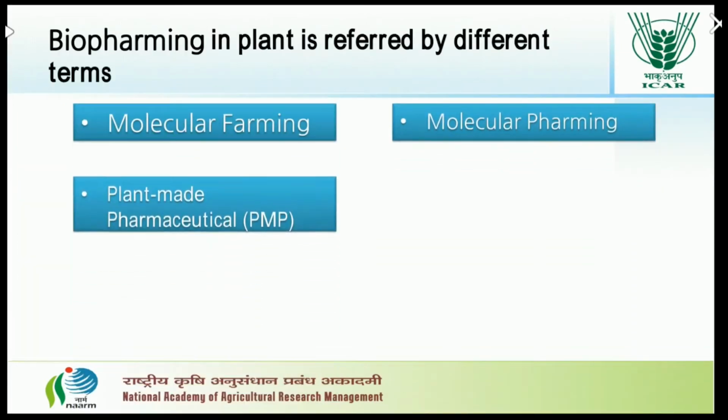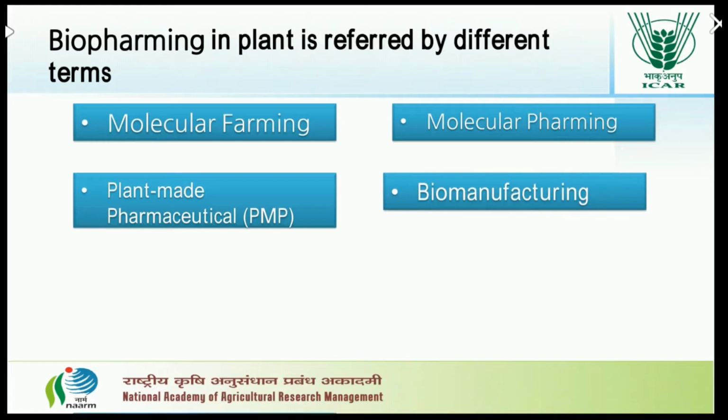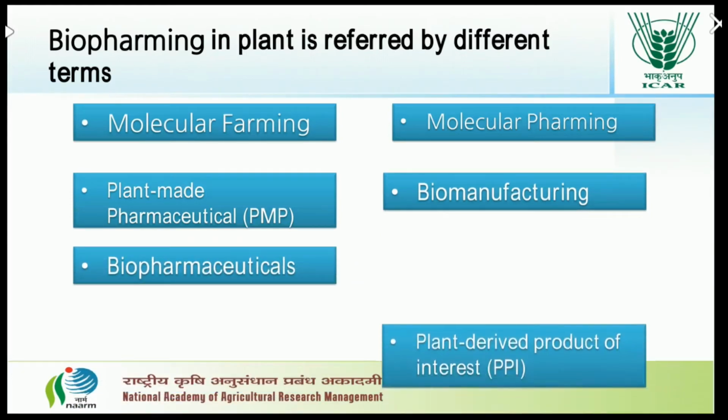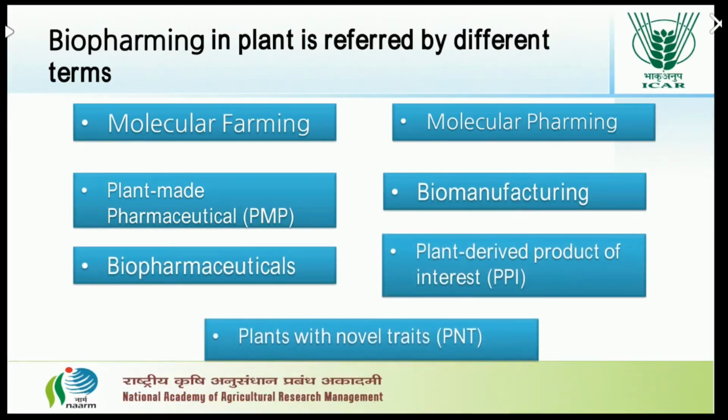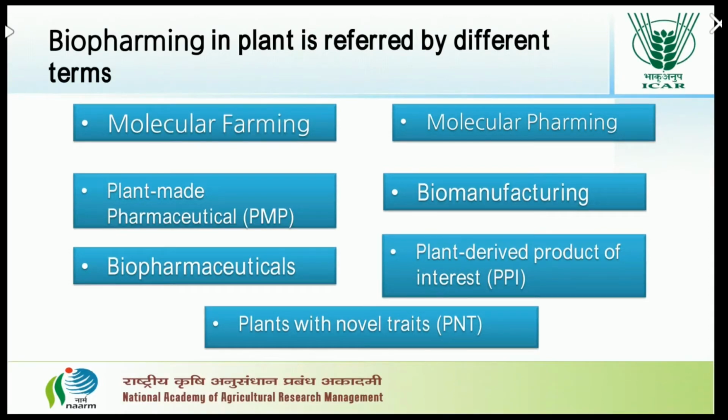Biofarming is widely demonstrated in plant species, either cultivable crops or non-cultivable plants. This terminology is referred to by different terms: molecular farming, plant-made pharmaceuticals, biomanufacturing, biopharmaceuticals, plant-derived product of interest, and plants with novel traits.